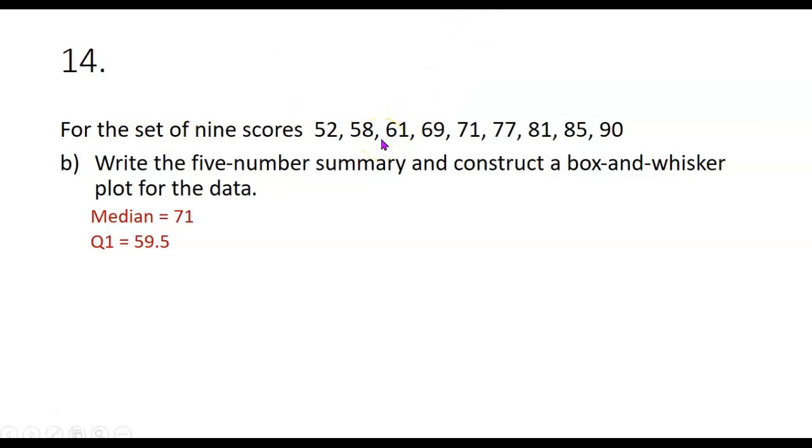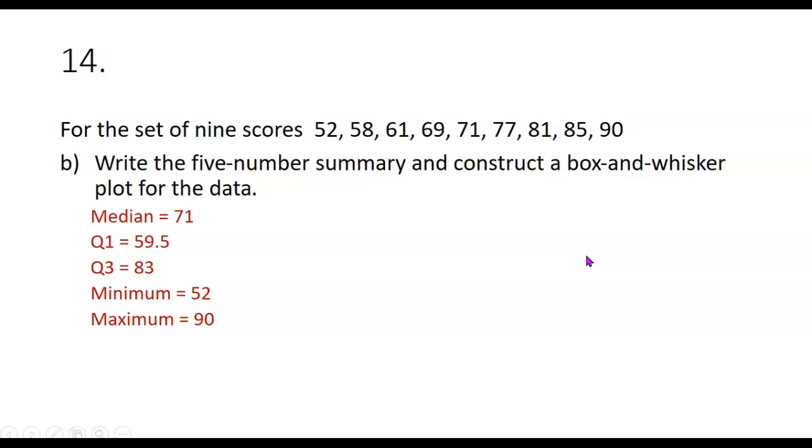So that's Q1. And then Q3 would be, if we go back to the median and now look at the numbers that are above the median and find the median just of those 4 numbers. That would be right here, halfway between the 81 and the 85, which would be 83. And the minimum of all the numbers is 52, and the maximum is 90.